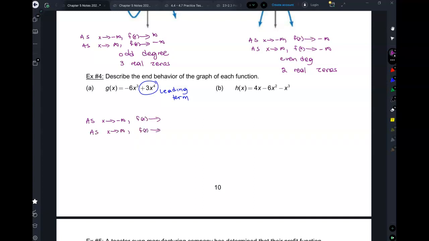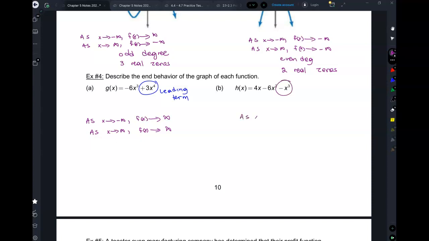So now look. It's even, so we know they're going to be both the same. Now, you look here. Positive means both will be positive. Okay? So positive infinity, positive infinity. Just because the 4 is positive? No, because the 3 is positive. Okay. So here, that's the leading term.